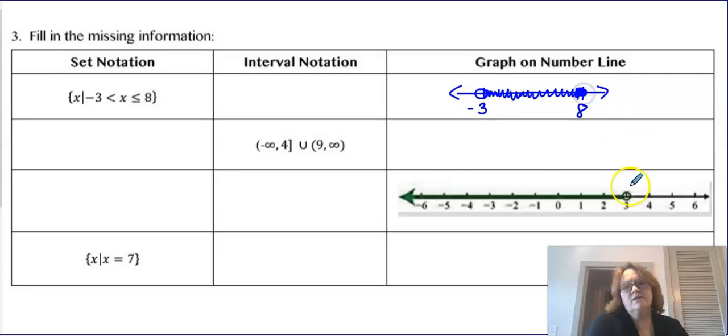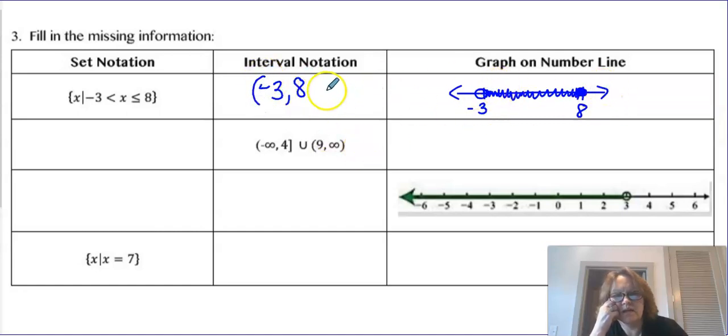Okay. Now what I need to do is interval notation. Well, this is not one of those where I've got things at either end of the number line. So this one is just -3 to 8. The -3 is not included, so that's parentheses. The 8 is included, so that's brackets. And that little negative looks terrible. Let's see if I can fix it.